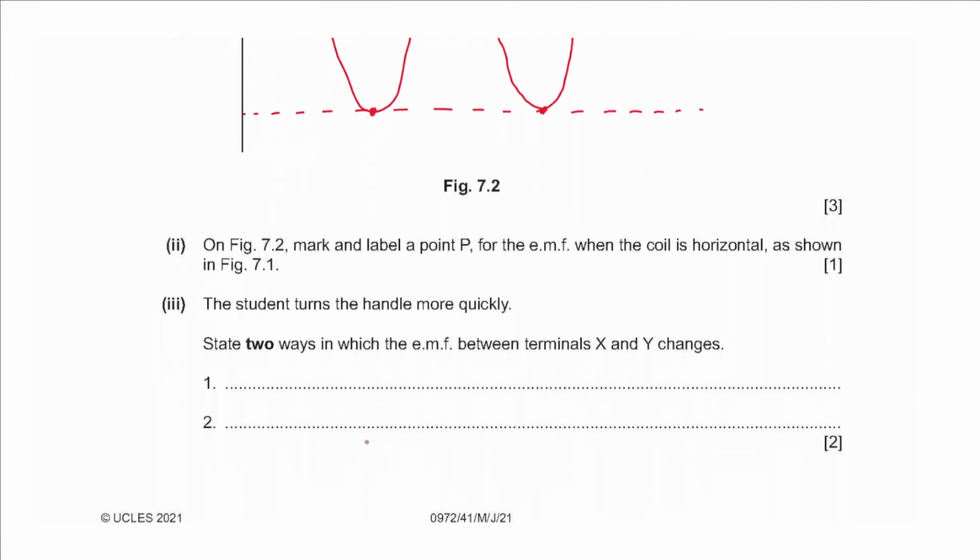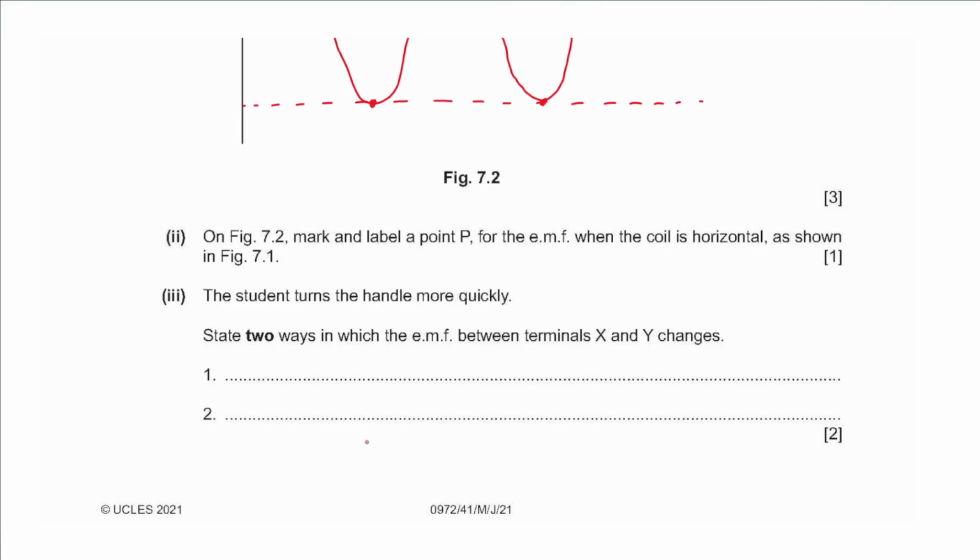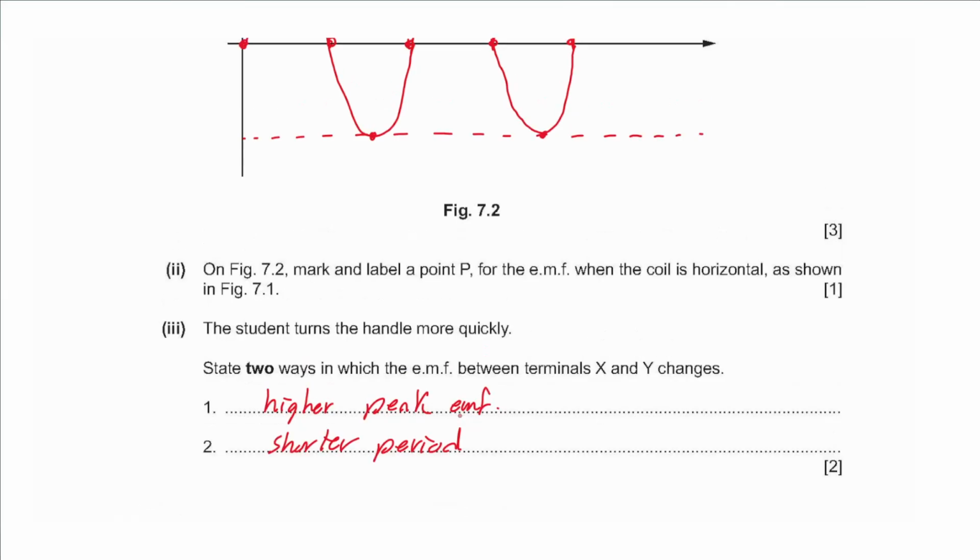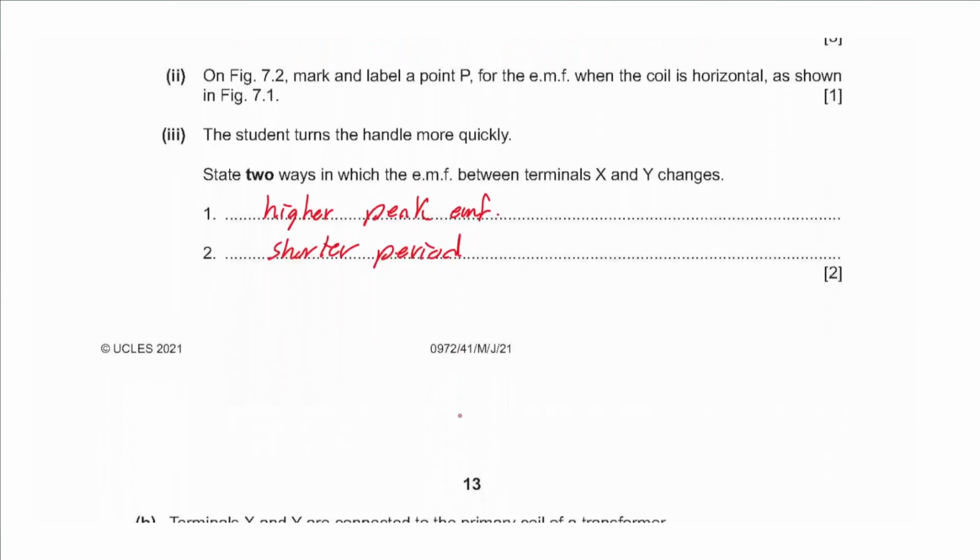Part I says the student turns the handle more quickly. State 2 ways in which the EMF between terminals X and Y changes. So it will have higher peak EMF or voltage and shorter period or periodic time or greater frequency. This is because the rate of cutting the field increased.